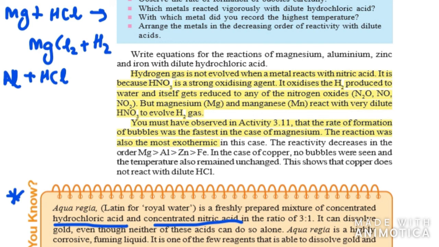Suppose we have a beaker, and in it we have hydrochloric acid. It cannot dissolve gold alone. It should have nitric acid in it. Only a mixture of nitric acid and HCl can dissolve gold. So aqua regia is a very corrosive and fuming liquid. It is one of the few reagents that is able to dissolve gold.